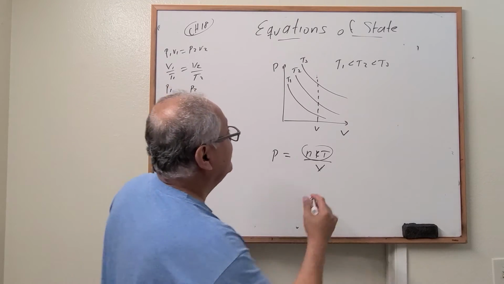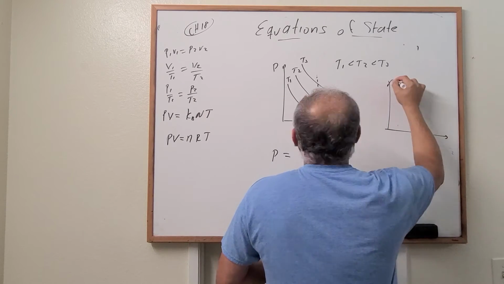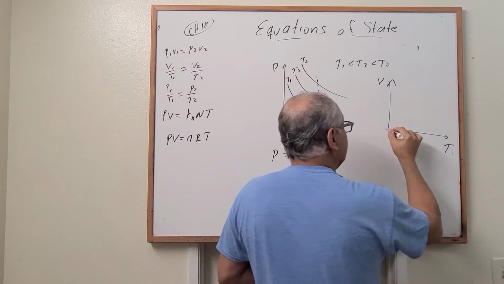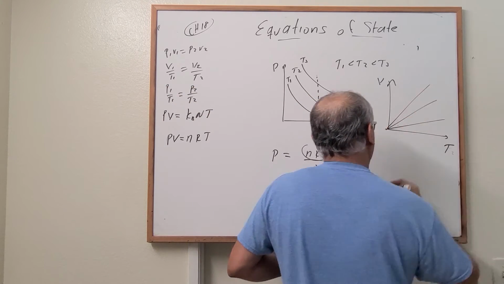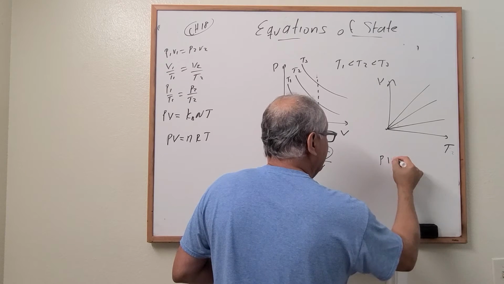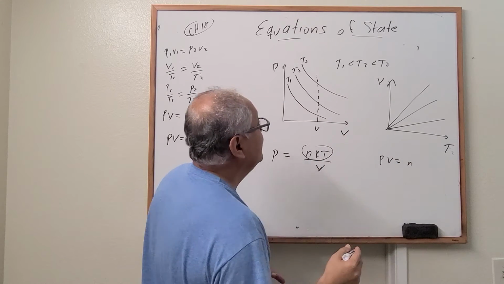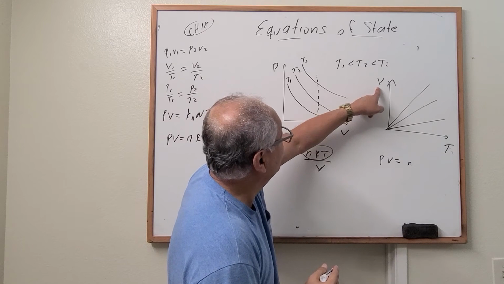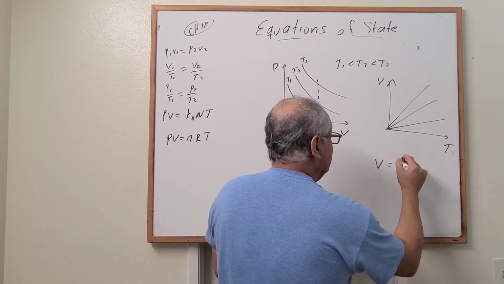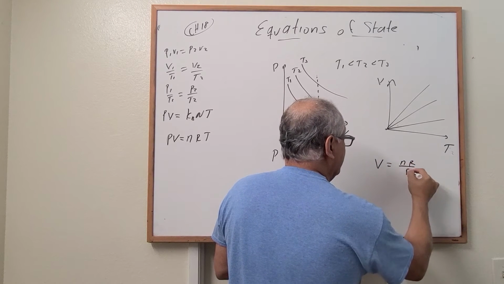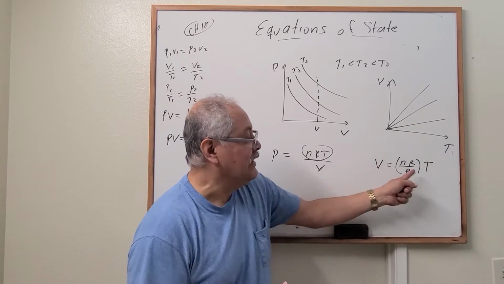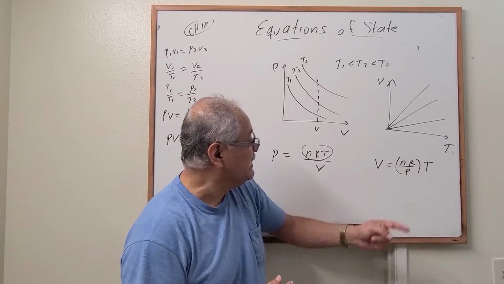Now let's see what happens for the other law. We have, let's say, volume and temperature, and this represents the pressure. Use again the ideal gas law. PV equals nRT. Now let's solve for V. So V equals nR over P times the temperature. Now this represents the slope. It's like a linear equation, and this is the slope.